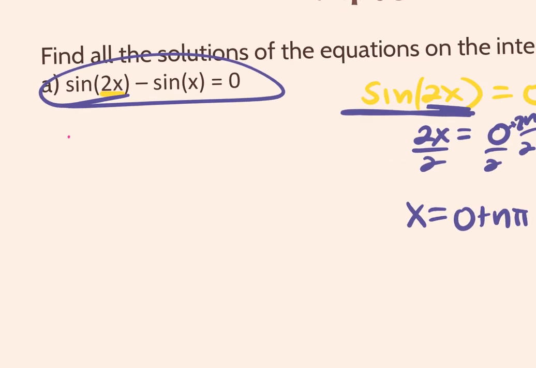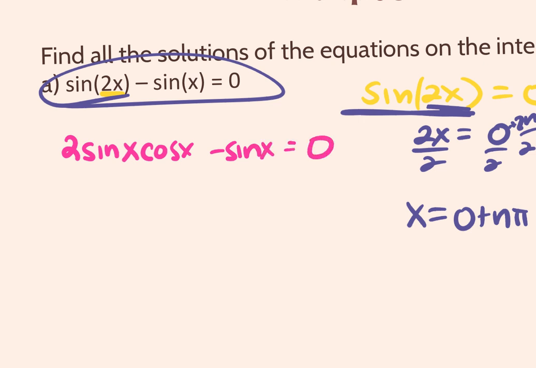If you need a cheat, you can go back to the last slide. What is sine of 2u? 2 sine u cosine u minus sine of x. Well, actually it wouldn't be u, it would be x. Sorry. Let's make the variables the same. Sine of x cosine of x minus sine of x equals 0.